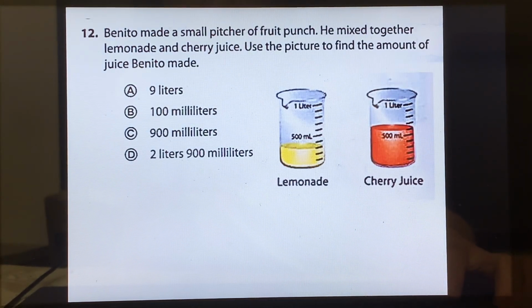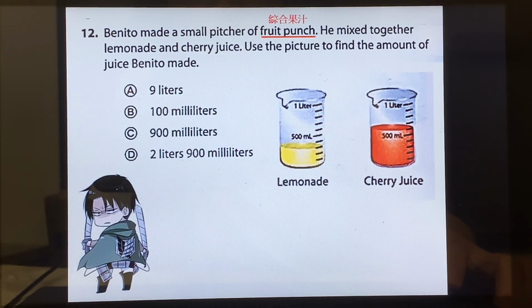12. Benito made a small pitcher of fruit punch. He mixed together lemonade and cherry juice. Use the picture to find the amount of juice Benito made.